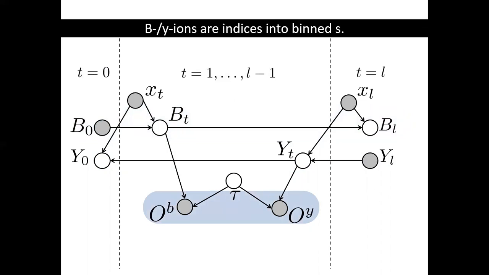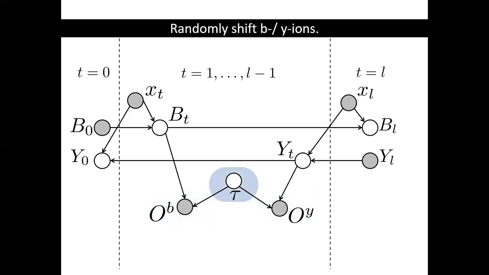The observed O variables are virtual evidence children, and they grant us access to the observed spectrum, where we use the B and Y ions as indices into the observed spectrum. And finally, the hidden variable tau acts to randomly shift the B and Y ion indices in each frame. So at a high level, you give this model a peptide string, and it very efficiently sequences through all pairs of B and Y ions, as well as all shifted pairs of the B and Y ions based on tau.